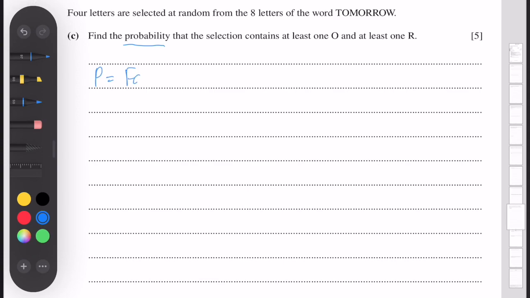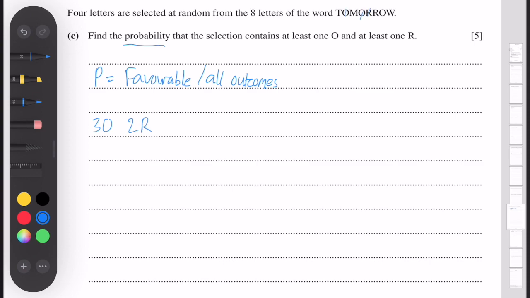It is the favorable outcomes over all outcomes. So we'll begin, let us find all the favorable outcomes, which is basically the same way we did with the last questions, all the selections. So let's look at the word tomorrow. We count how many O's there are. There are 3 O's and there are 2 R's. So 3O, 2R. We cross them out.